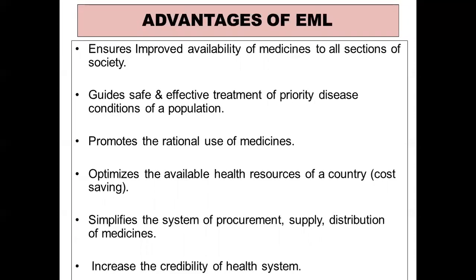It also simplifies the system of procurement, supply, distribution of medicines. So this means that now for any healthcare setup, if they have a list of essential medicines, it is easy for them to procure. They have the list, so they can easily procure them from the manufacturing company. Even their supply, distribution, everything is simple. They don't have to go on thinking about a new drug, the list is always there ready with them. The same list can be used for procuring, supply, and distribution of medicine. So finally, it increases the credibility of the healthcare system as a whole.